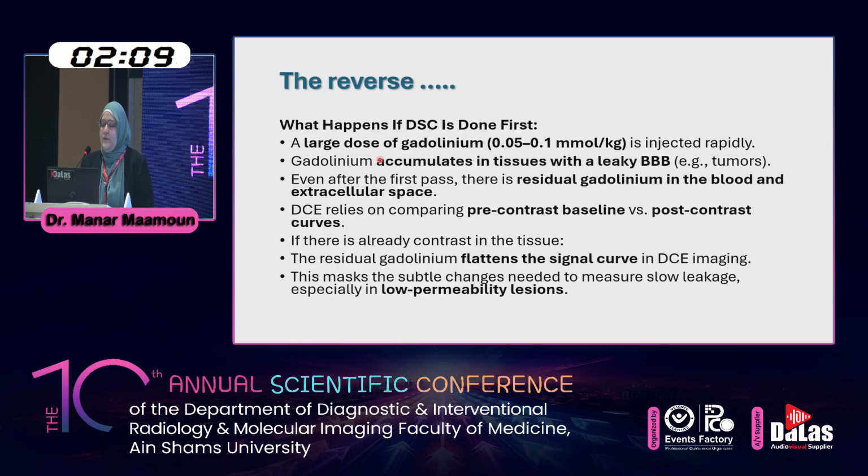If we started with the dynamic susceptibility imaging, excess gadolinium will be present in the extracellular space. So when we perform the dynamic contrast enhancing T1 permeability, there is no pre-contrast baseline. So the curves will be flattened and disrupted, and there is no reliable data.